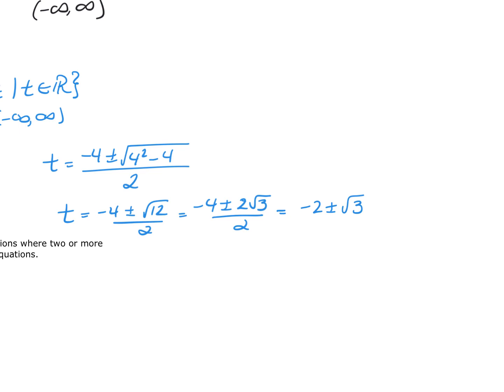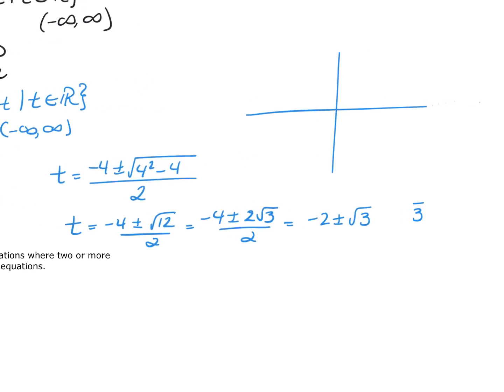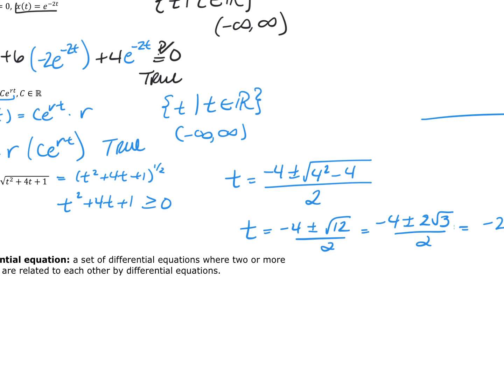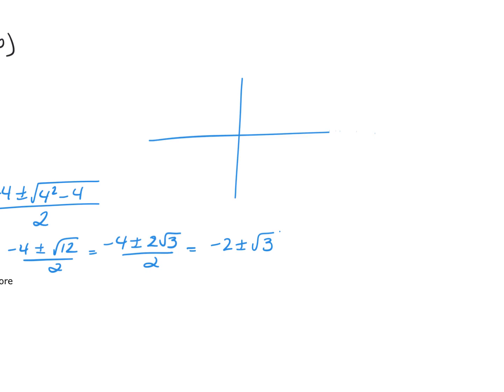Now, if I were to do a quick graph of this t squared plus 4t plus 1, not the entire thing, not the square root part, just the value underneath the square root, just this t squared plus 4t plus 1. That would tell me that I would be crossing at negative 2 plus or minus the square root of 3. So negative 2 plus the square root of 3 is going to be slightly less than negative 1, or slightly less than 0. And then negative 2 minus the square root of 3 is going to be slightly less than 4. So this is what the graph would look like.